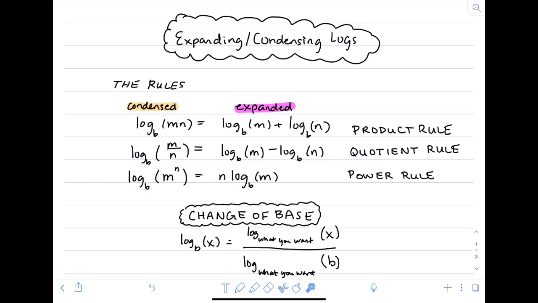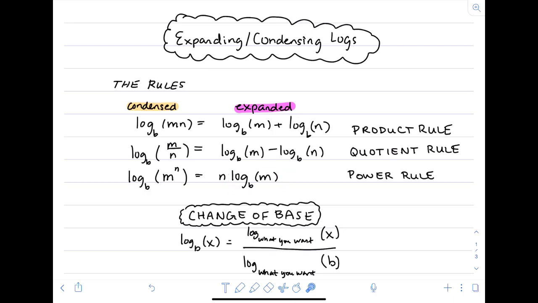Next, there's the quotient rule. In the condensed form, you'll see that there is a quotient, m over n. And then in the expanded form, instead of having a sum, there is a difference. So log base b of m minus log base b of n. And then the last rule is the power rule. This is basically a repeated product rule. If you have m times itself n times, you can view it as doing the product rule n times, so you get a total of n log base b of m terms.